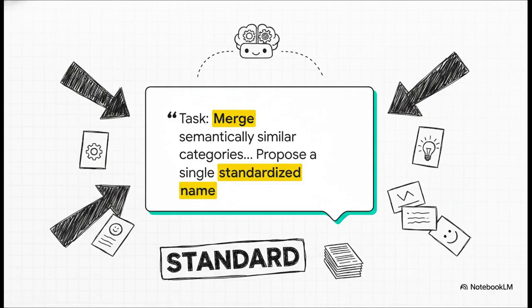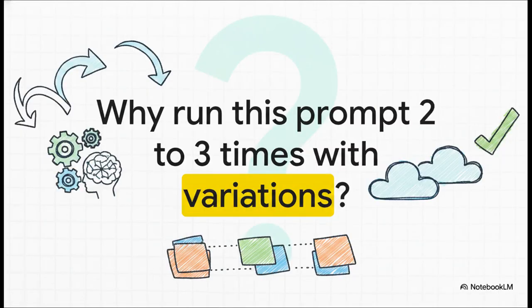Now, you might be wondering, why do I need to run this standardization prompt multiple times? It's a totally fair question. Because LLMs are probabilistic by nature, running the prompt 2 or 3 times with slight variations helps the AI catch its own inconsistencies. If the AI repeatedly suggests the exact same unified cluster name across multiple runs, then boom, you can be highly confident that this new standardized label is truly reliable and representative of your data.